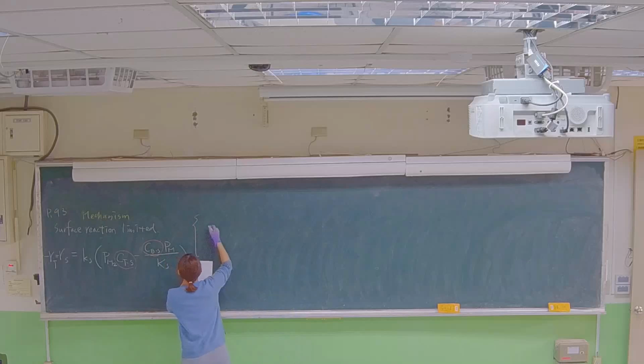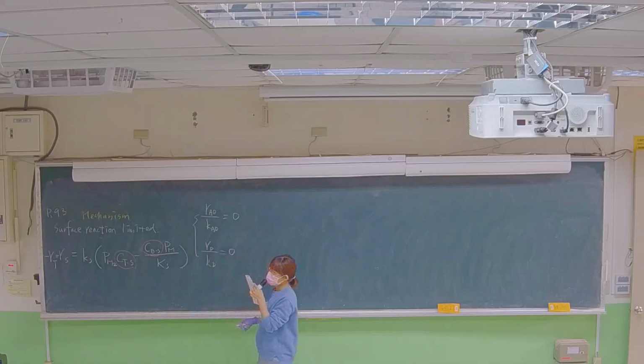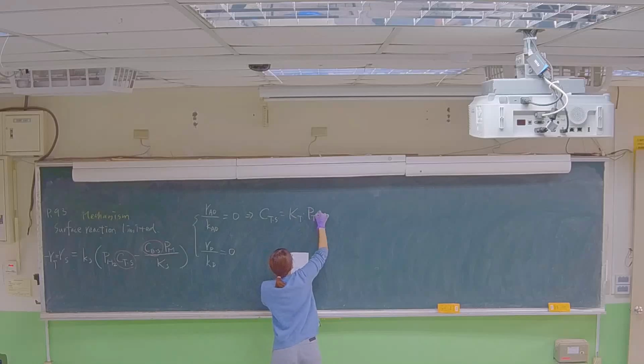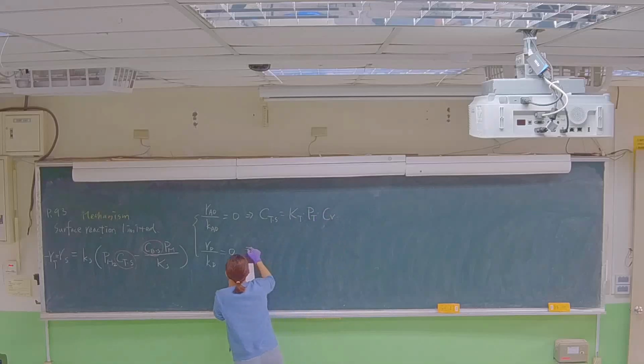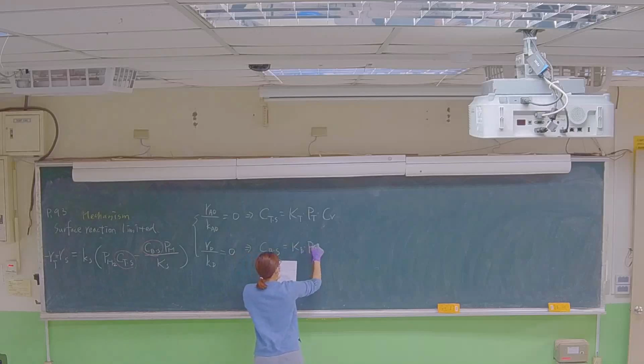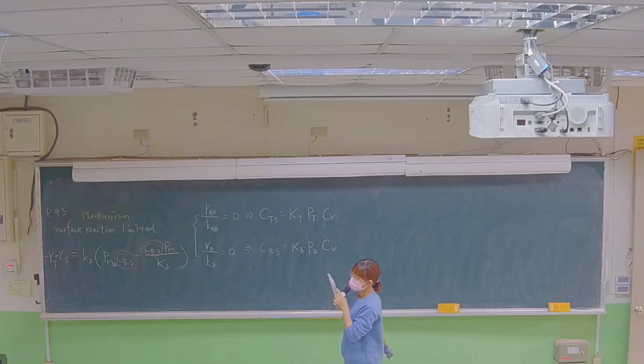So we got RD over KAD almost equal to 0, and also RD over KD almost equal to 0. From these two reactions, we got a... You can check your previous slide. From adsorption, we got CTS. From desorption, we got CBS. So you can replace CTS and CBS in the rate law of the surface reaction.